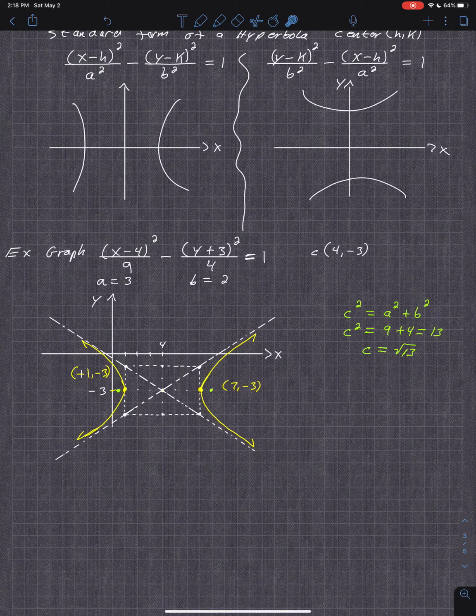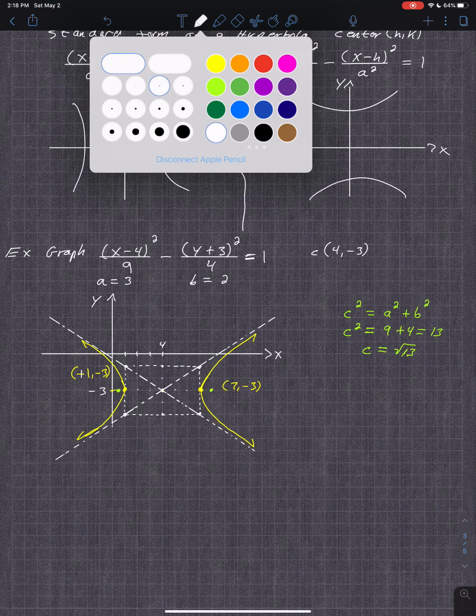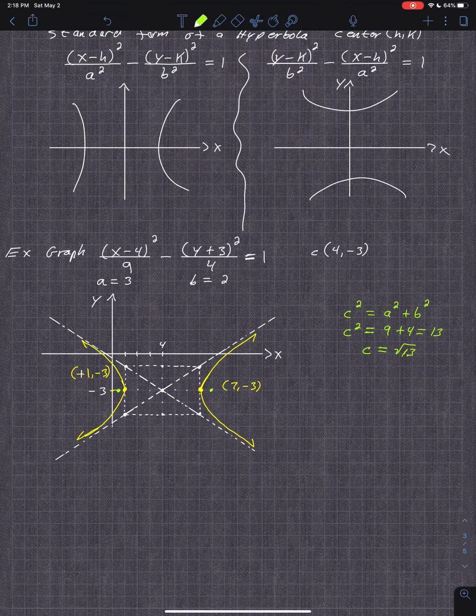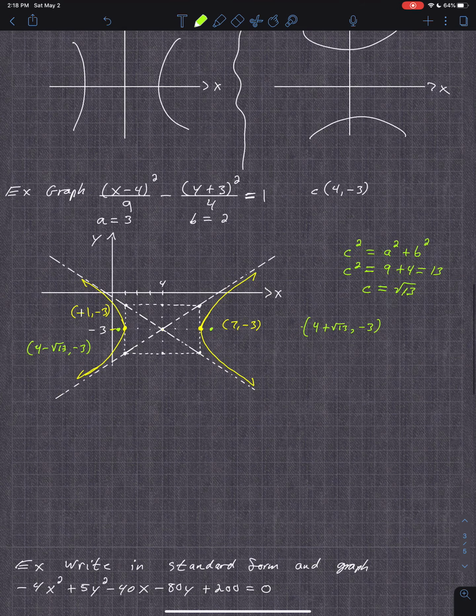All right, and this one looks like I didn't label. We can label that. So that focus, what is it in green? So focus is going to be, you were at 4, so you add √13. So it's 4 plus √13, and then you're down at -3. And then it's 4 minus √13, and you're down at -3. So you just count off from the center.